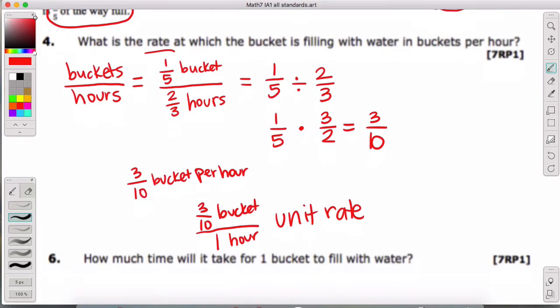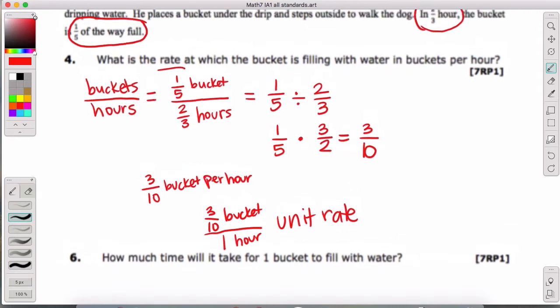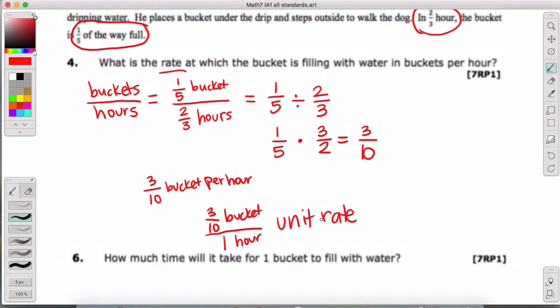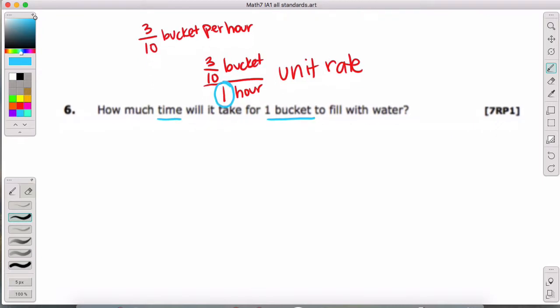So let's look down here. How much time will it take for one bucket to fill with water? That's a slightly different question. Notice on this question, we found how much buckets for 1 hour. This time it's saying how much time for one bucket. That's a different question. It's with the same rate though. The rate is still 2/3 of an hour for 1/5 of a bucket full. So we're going to do some different math here, but notice we're using the same information. So we're going to use our original rate.